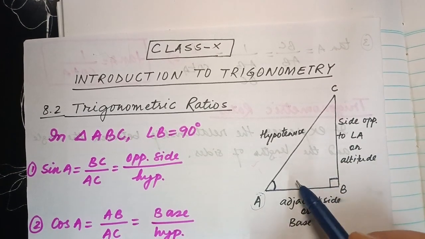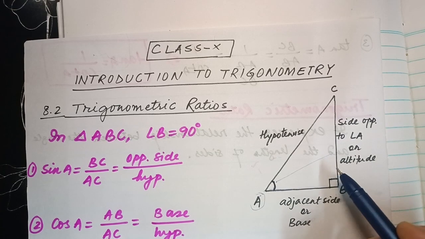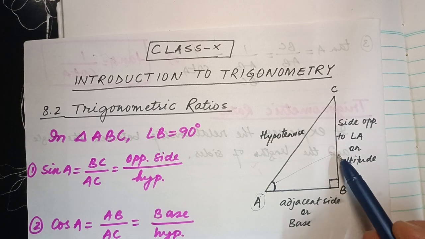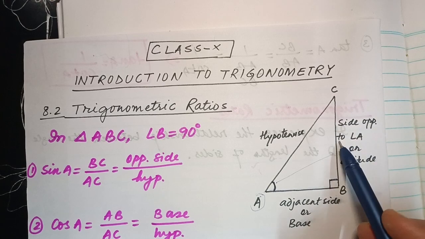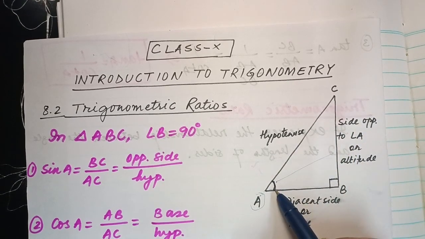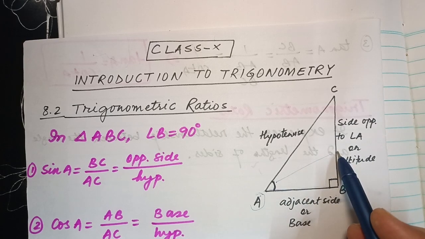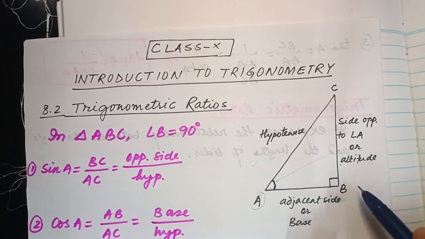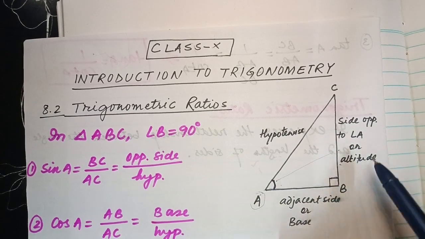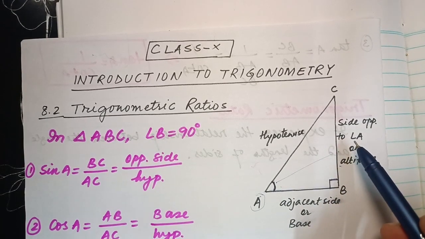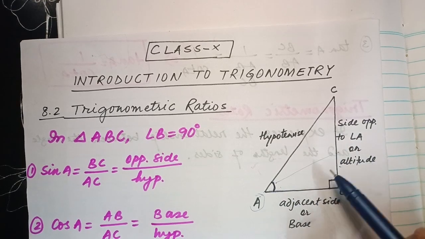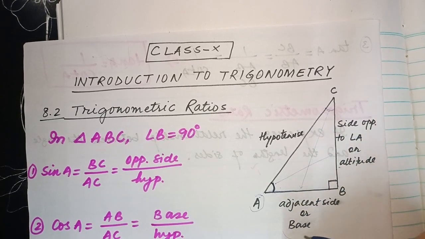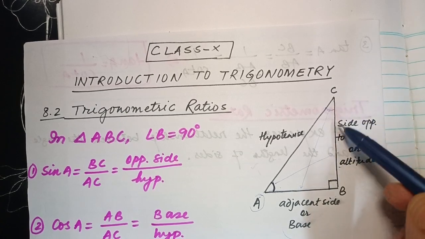And the side which is opposite to this angle, if I draw a line and see, this becomes the opposite side to angle A. This is also known as the altitude, because this is perpendicular to this line, but most of the time we'll consider it as the opposite side to this angle. If I consider this angle C as the main angle, then if you draw a line, this becomes the opposite side to angle C, and this will become the adjacent side.